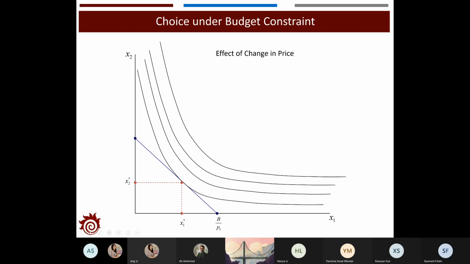Another thing we need to think about, which is quite common in reality, is the effect of the price. What if we change the price of one product? How is the optimal solution changed by this modification? For example, we assume that the price of product 1 is reduced from P1 to P1 prime, and we still have the same budget. The budget is still capital B.